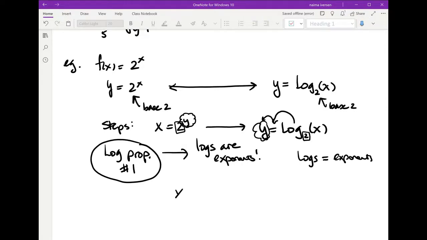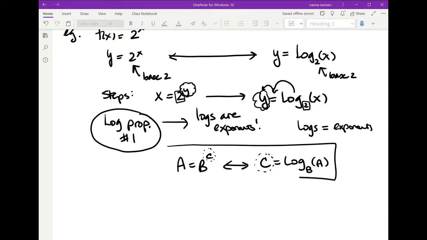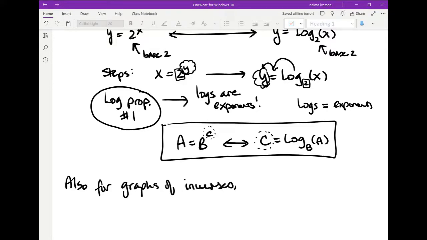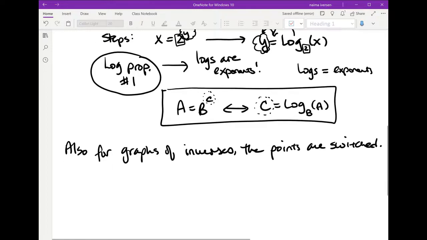So log property number 1: a is equal to b to the power of c is equivalent to writing c is equal to log base b of a. Notice that the exponent is up here, and the exponent is here. Logs are exponents. So that's our log property number 1. The other thing that we know about inverses is their graphs. For graphs of inverses, the points are switched. As in, the x becomes the y, and the y becomes the x.